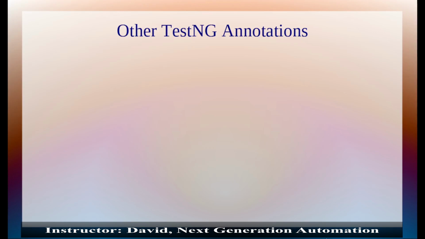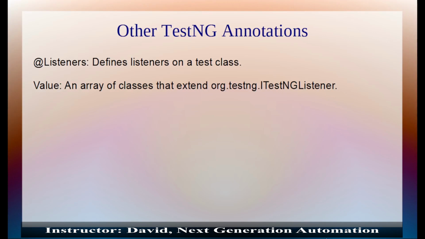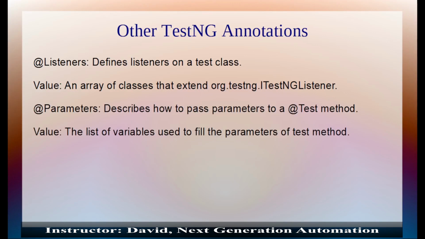Other TestNG annotations that can be used are Listeners, Parameters, and Test. Listeners TestNG annotation defines listeners on a test class. Listeners TestNG annotation contains attribute value and it defines the array of classes that extend org.testng.ITestNGListener. Parameters TestNG annotation describes how to pass parameters to @Test method. Parameters TestNG annotation contains attribute value and it defines the list of variables used to fill the parameters of the test method.